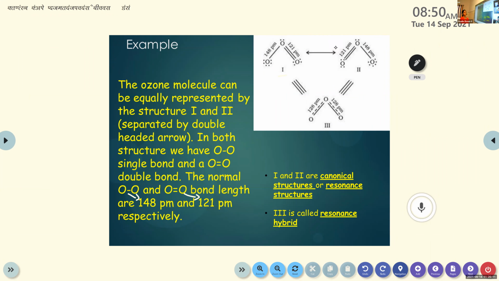Valentina, can you please read the slide? Example, the ozone molecule can be equally represented by the structure 1 and 2, separated by a double-headed arrow. In both structures, we have an oxygen single bond and an oxygen double bond. The normal single bond and double bond lengths are 148 picometer and 121 picometer respectively. Then 1 and 2 are canonical structures or resonance structures. Third one is called resonance hybrid.